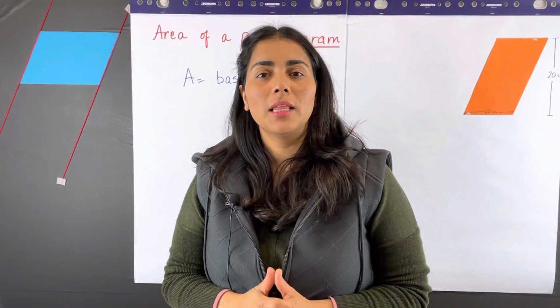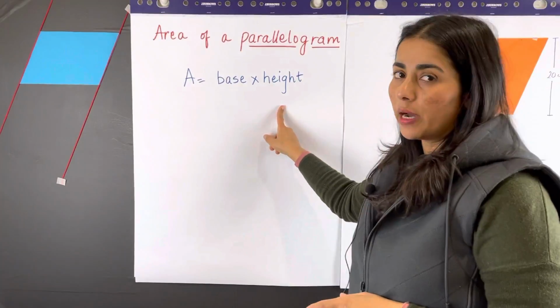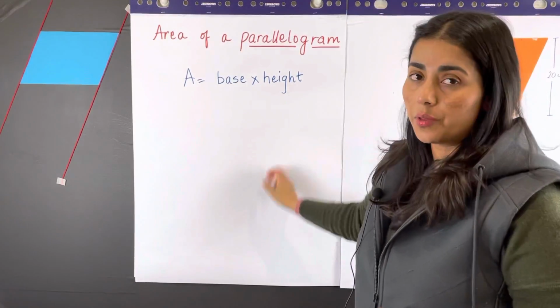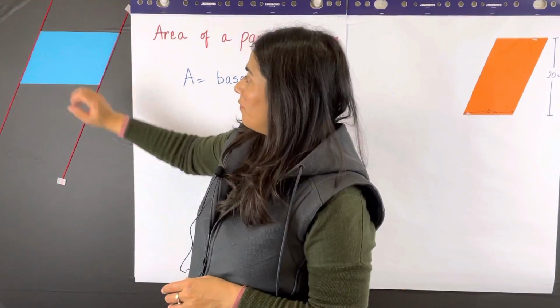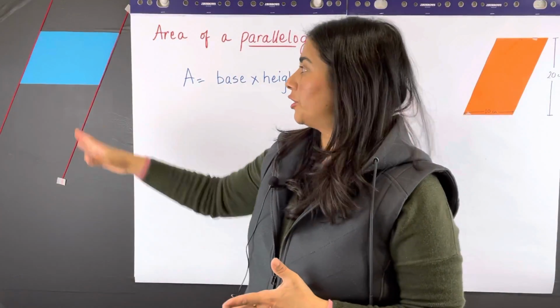Let's talk about the area of a parallelogram. Area of a parallelogram is given by the base times height, the base of the parallelogram and the height of the parallelogram. Now, over here we have a parallelogram, and we want to quickly discuss what does it mean for a shape to be a parallelogram?